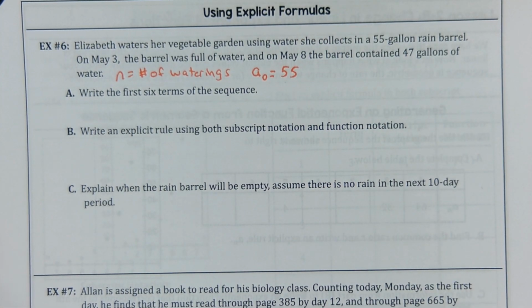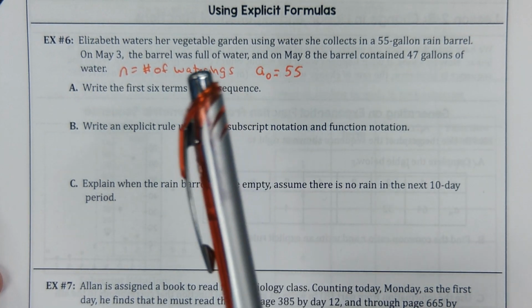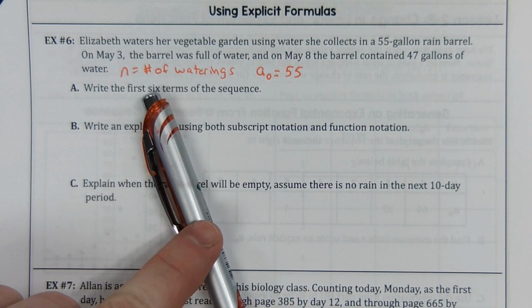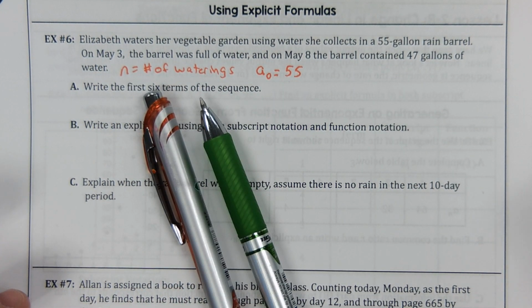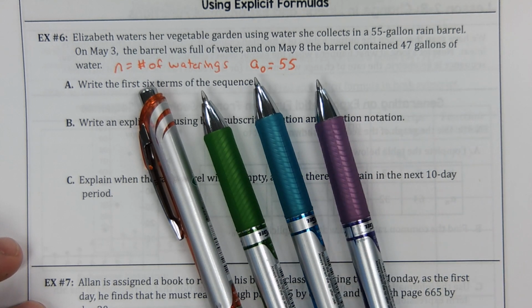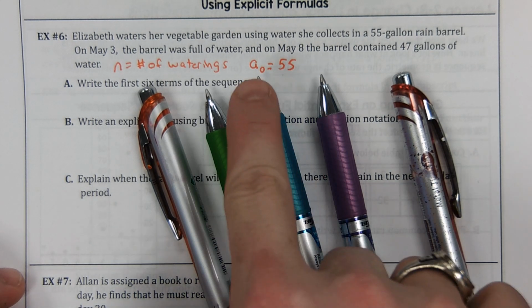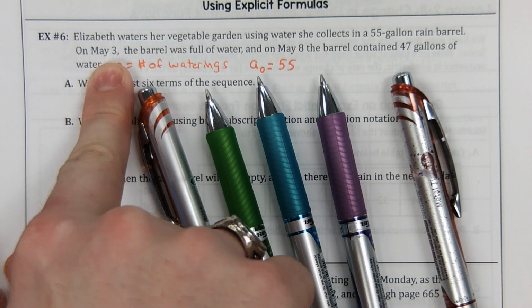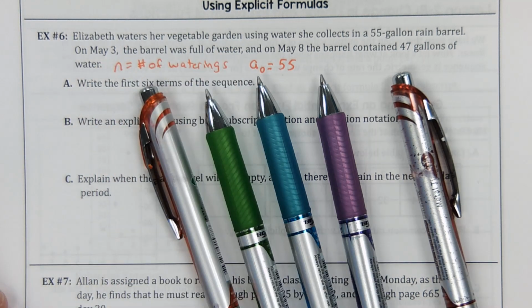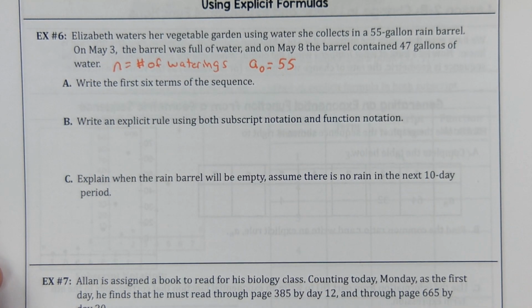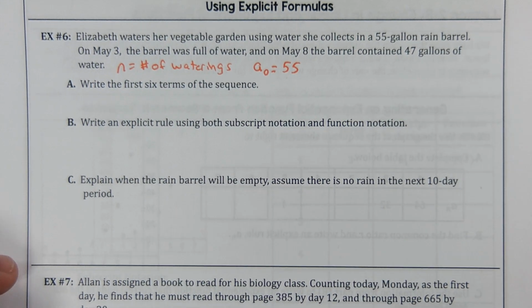In case you're not sure, let's figure it out. May 4th, 5th, 6th, 7th, 8th. Looks like 5 to me. A sub 5. A sub 0 is May 3rd, because no waterings have occurred yet, and that's why the barrel is full. So that makes May 8th A sub 5.